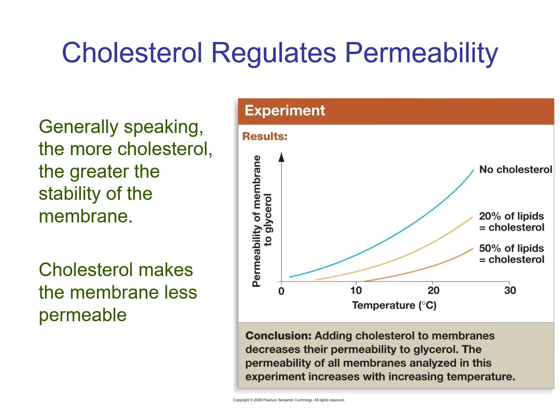Cholesterol affects the permeability as well. So adding cholesterol to a membrane, again, makes it more stable, but it tends to make the membrane a bit more rigid. It maintains the structural integrity of the membrane, but at the cost of permeability. So permeability is lowered when we add cholesterol.